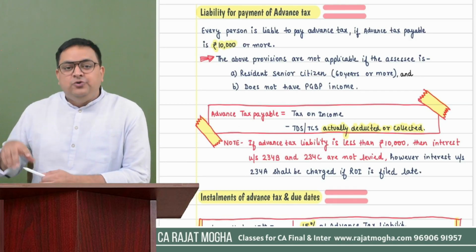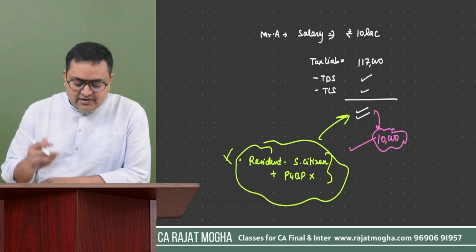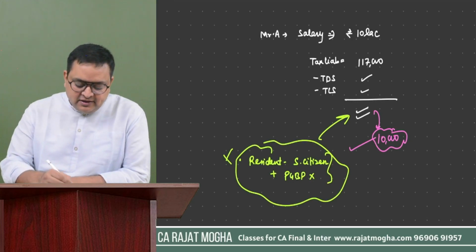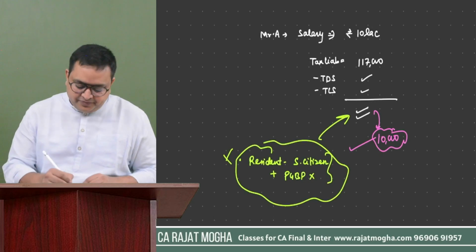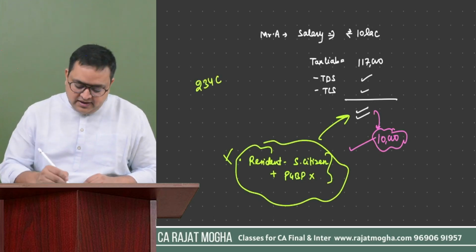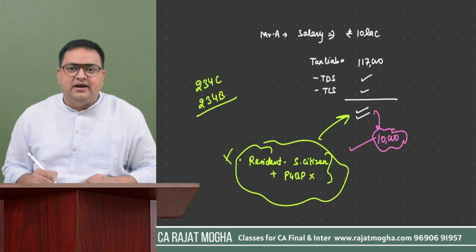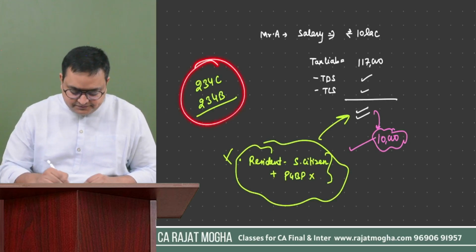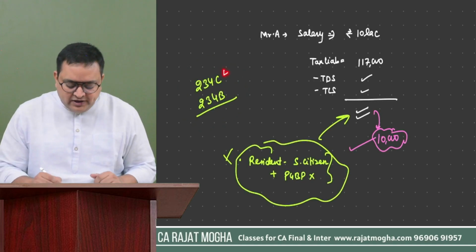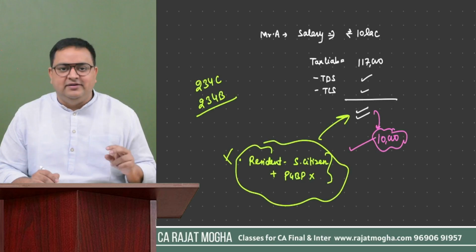First of all, understand if we don't pay our advance tax, what are the consequences which will arise? If I am liable to pay advance tax and I don't pay it, some interest will be levied, first under section 234C, and there might also be cases where 234B can be levied. So there are two interests. I'll be discussing these two sections also. These are simple sections.